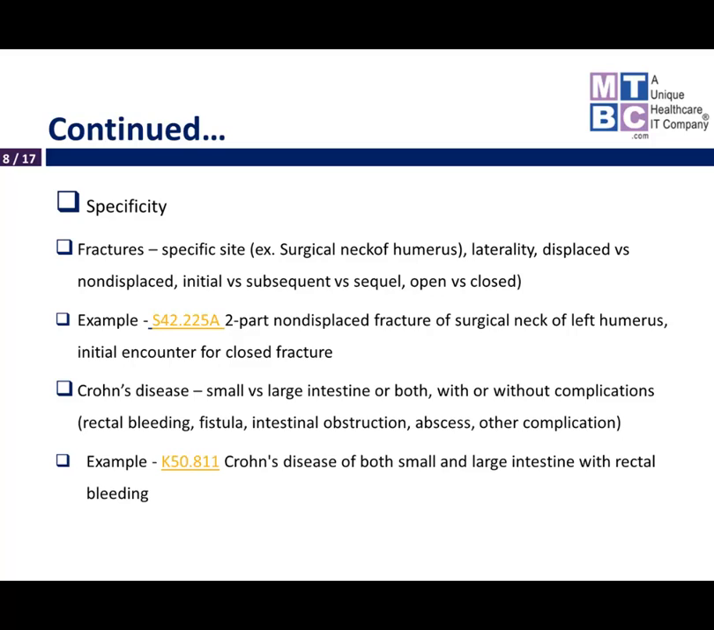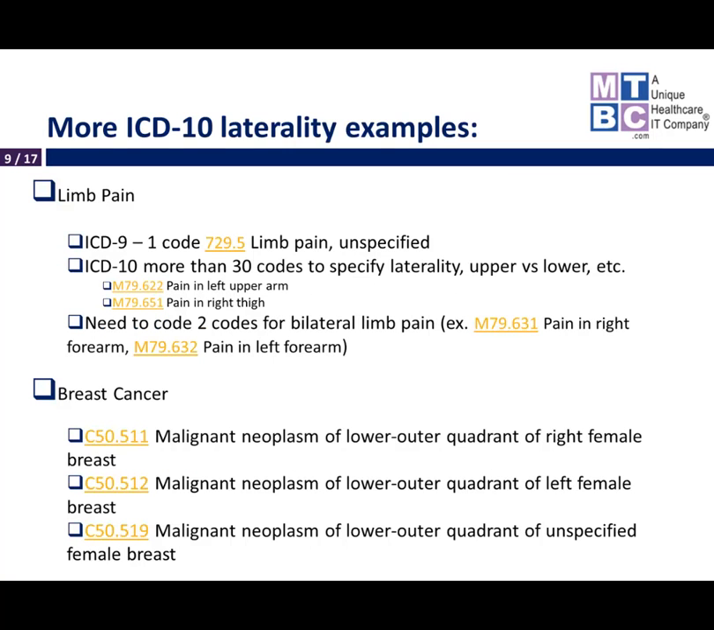Crohn's disease is changing, and that will affect both internal and family med. Before it was very nonspecific. Now it's small versus large intestine or both, with or without complications. And the complications that you can choose from a coding standpoint will be rectal bleeding, fistula, intestinal obstruction, abscess, or other complications. So an example of a code, this would be K58.11, is Crohn's disease of both the small and large intestine. Okay. So you can see they've really expanded that.